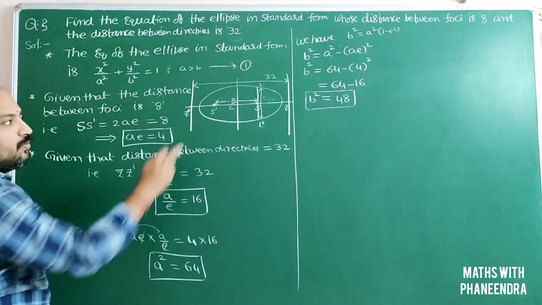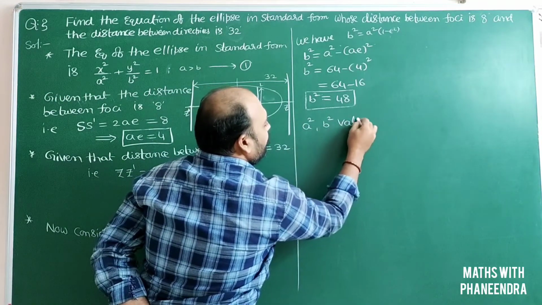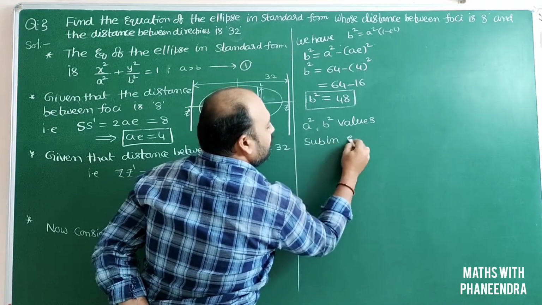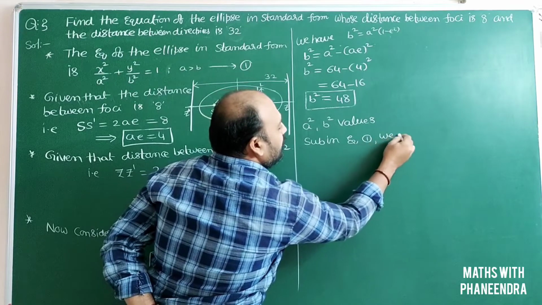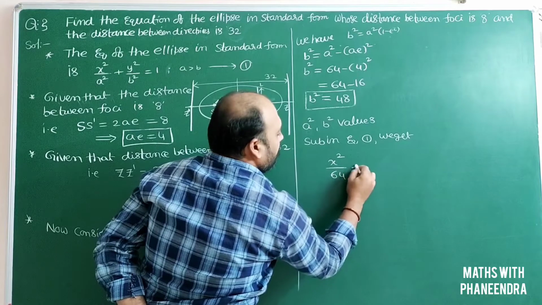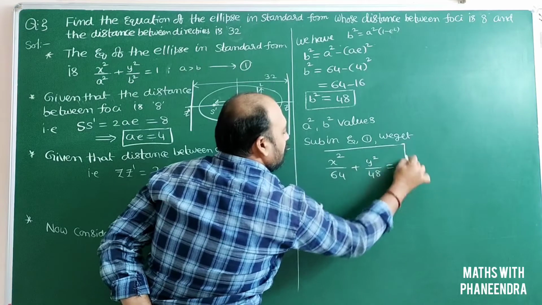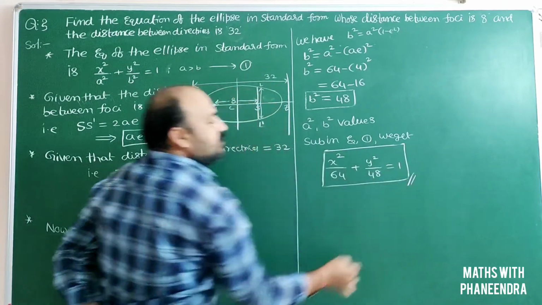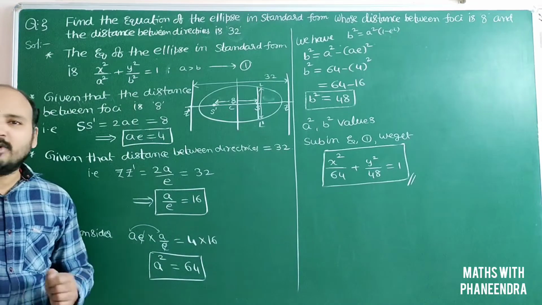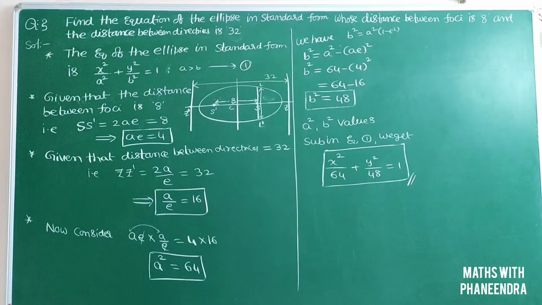So the a square value and b square value. Substitute a square comma b square values in equation 1. We get x square by 64 plus y square by 48 is equal to 1, which is the required equation of the ellipse according to the given conditions. We'll move to the next question, dear students.